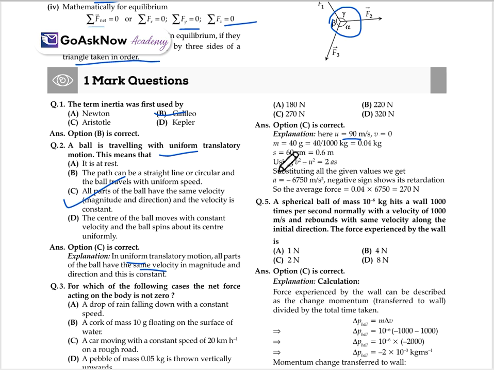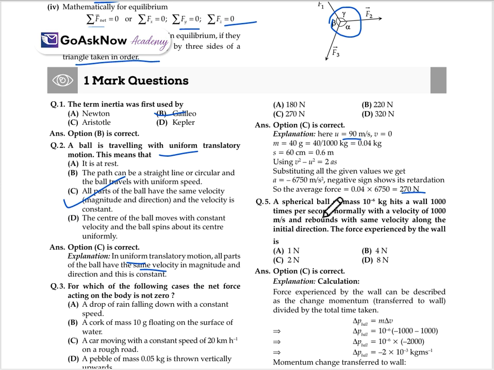We will use the third equation of motion, v squared minus u squared equals 2as, as we have to find the force. Substitute all the given values. a will be equal to minus 6750. As we have to calculate force, F equals ma. With the mass we already have, we get the force as 270 Newton. On the basis of the mathematical expression of the law, we have to find all these values.